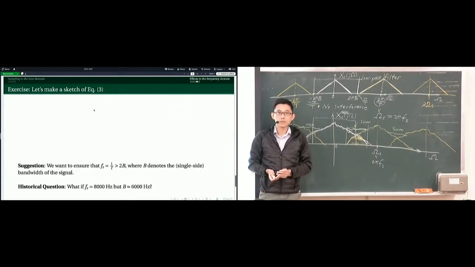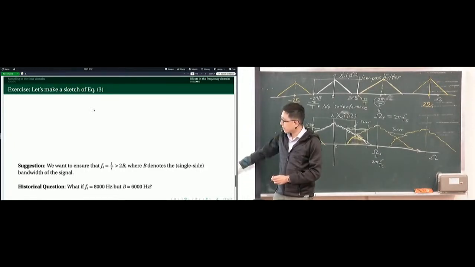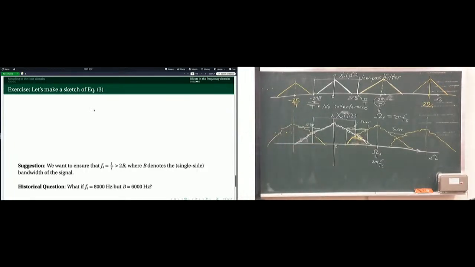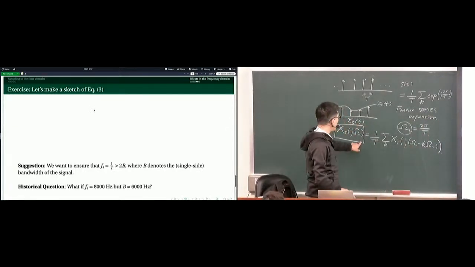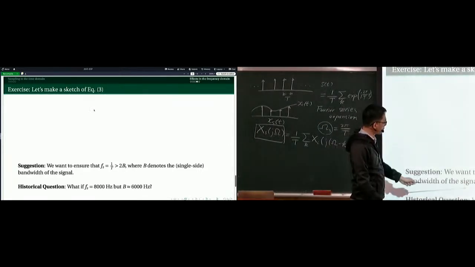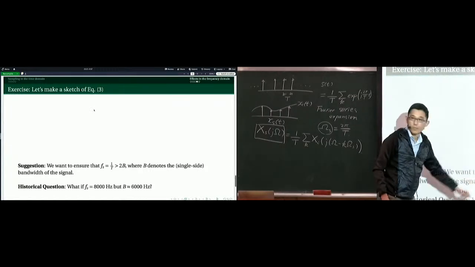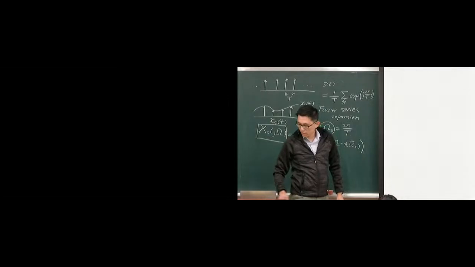So far, so good? All right. So I'm making a suggestion that now, by observation, by this simple drawing, this sketch of the equation, we can reach a conclusion that we want to ensure that our sampling rate is bigger than 2 times the bandwidth. That's an engineering conclusion.